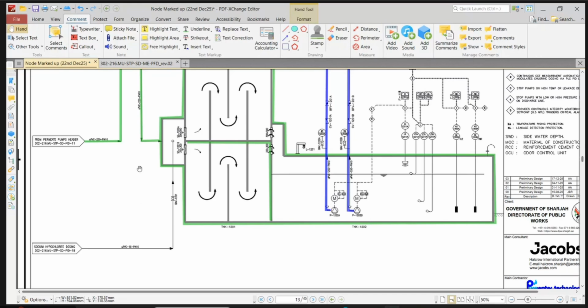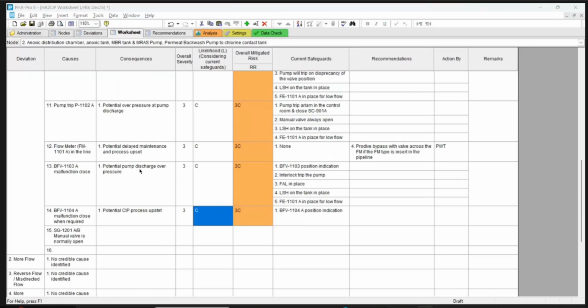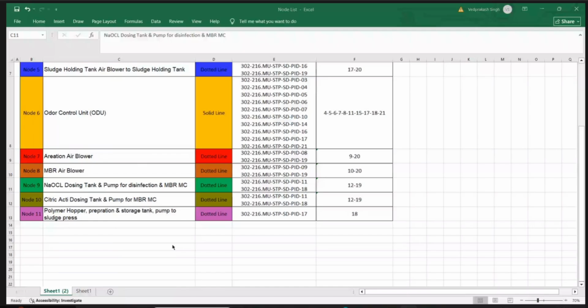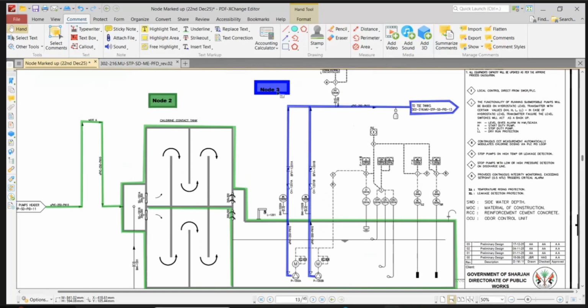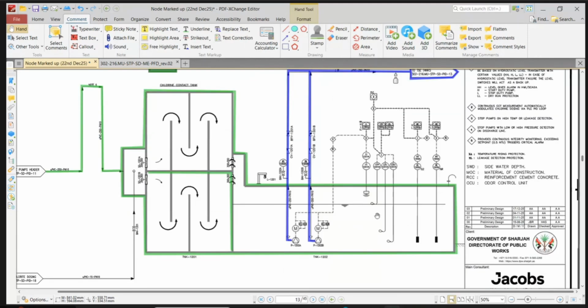Yeah, what's the problem? Okay, so guys, if you see the P&ID, we have come up to the chlorine contact tank, and after that this is going to node number 3. We'll see here this pump. This is node number 3. That means node number 2 officially ends here for the no flow scenario.